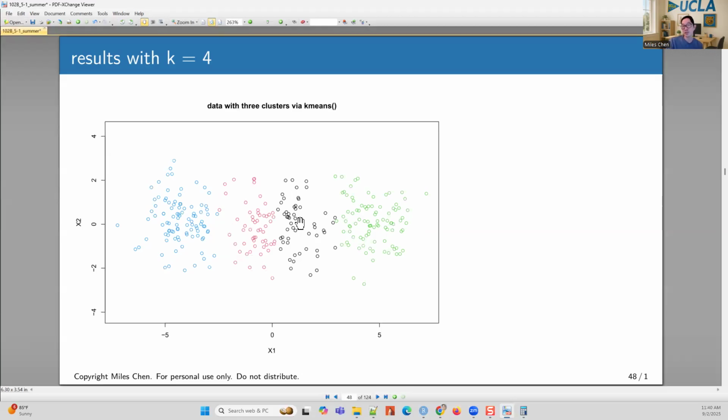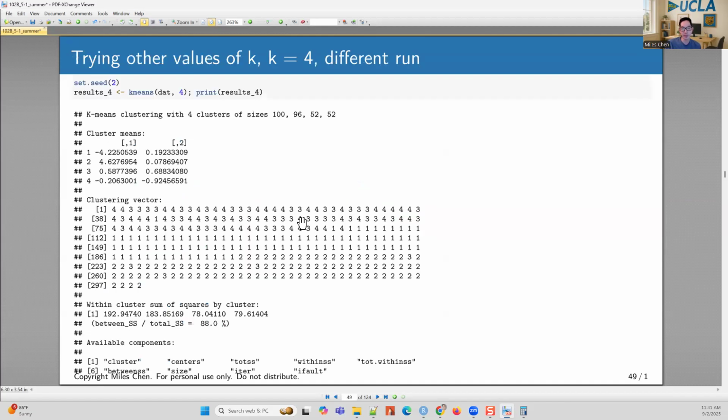Now, the thing is when you have the quote wrong number of clusters, and this could happen even with the quote right number of clusters, because you are randomly initializing, initially assigning points to different clusters in the beginning, you can end up with very different results. And so if I rerun k equal to 4, here I just tried a different random set seed.